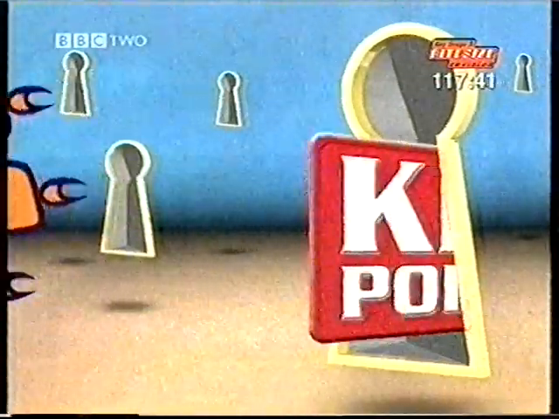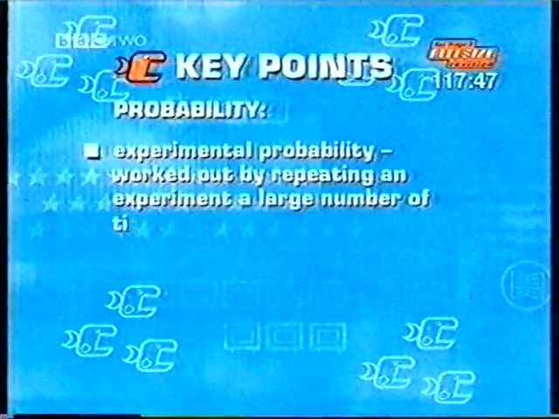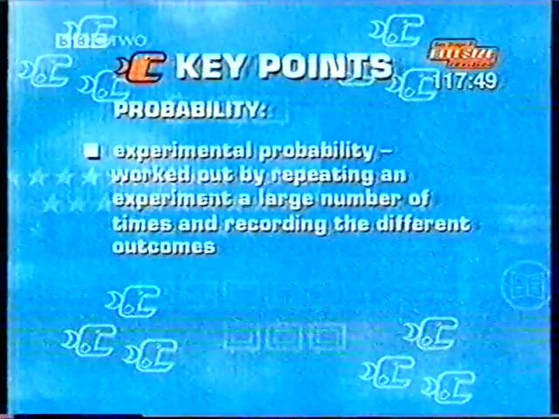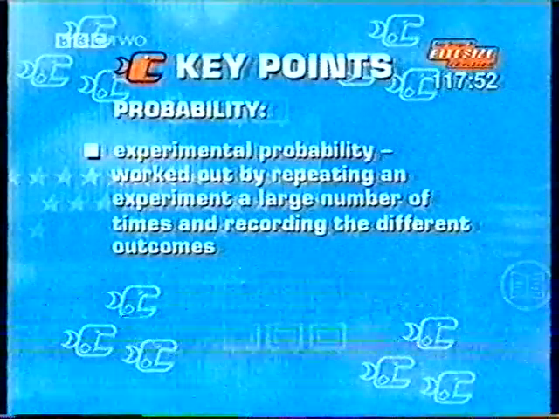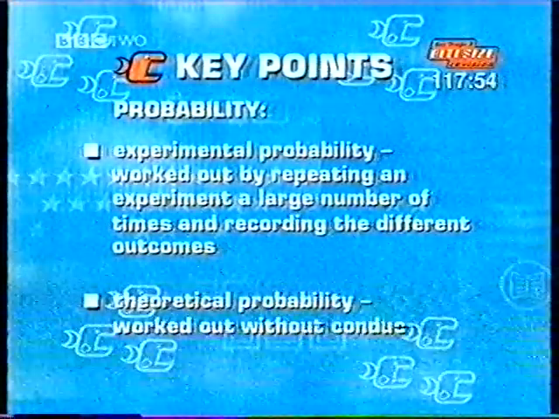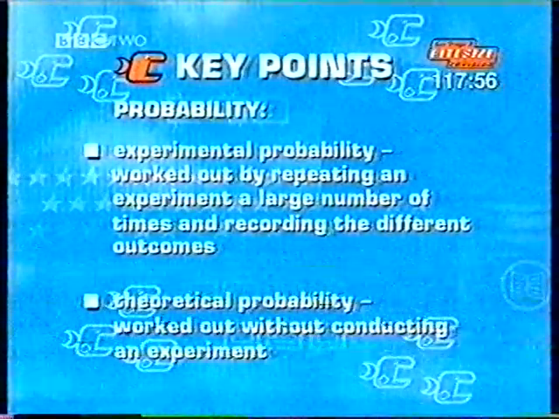So, let's summarise. Experimental probability is worked out by repeating an experiment a large number of times and recording the different outcomes. Theoretical probability can be worked out without conducting an experiment.